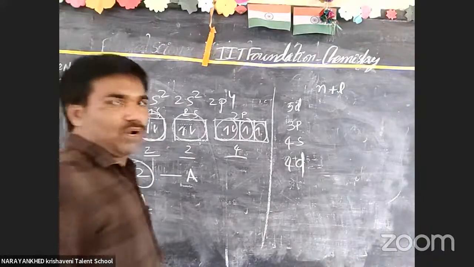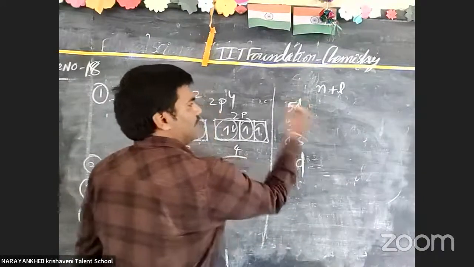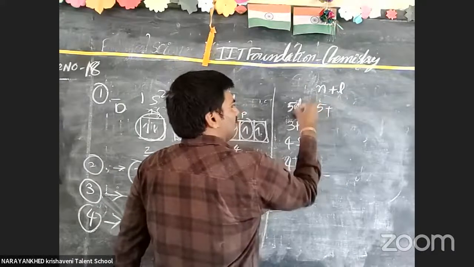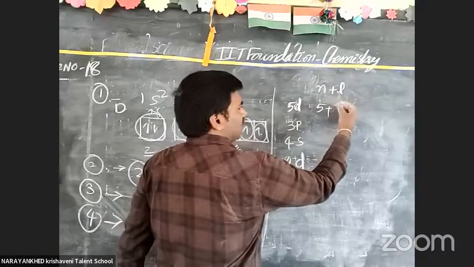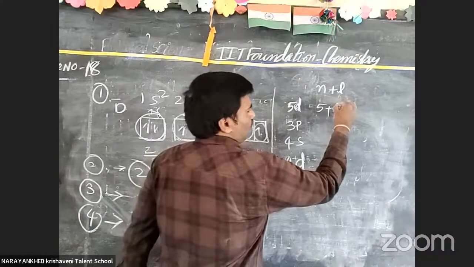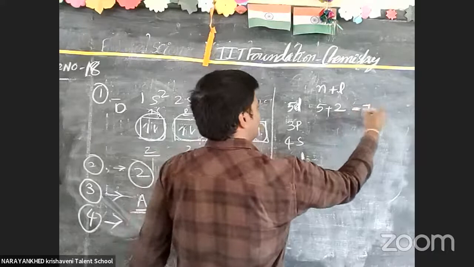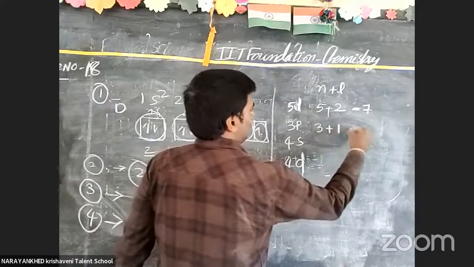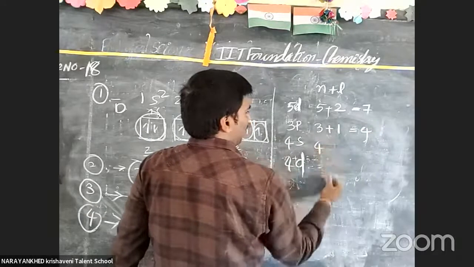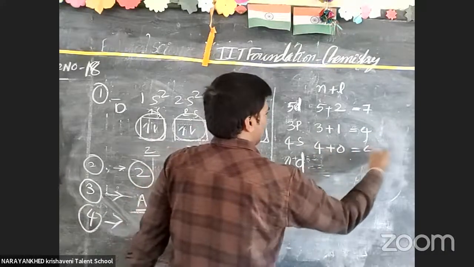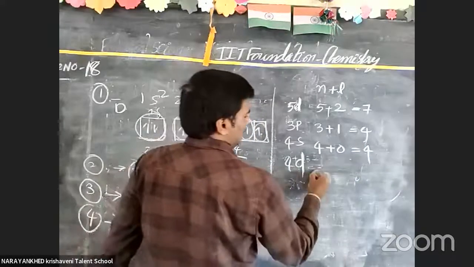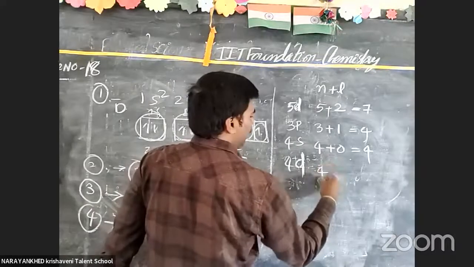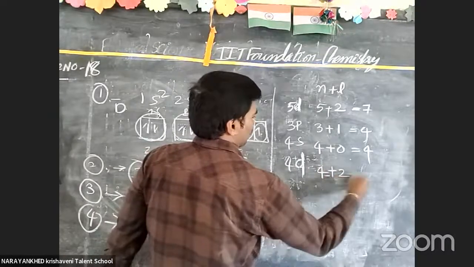Now, what is the n plus l value for 5d? You know very well, 5 plus, what is the l for d? The d orbital l value is 2. Now total n plus l value is 7. Now 3p is 3 plus 1, it is 4. Next 4s is 4 plus 0, it is 4. Next it is 3d. Now 3d means 3 plus 2, it is 5. And 4d is 4 plus 2, it is 6.